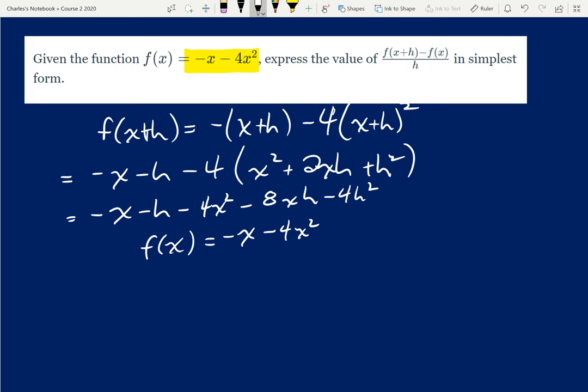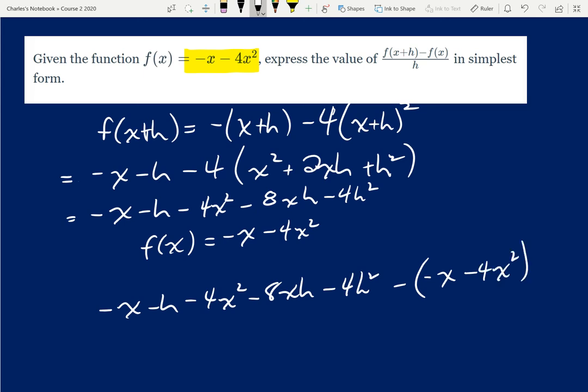So I'm going to take this whole thing and I'm going to put it down there. Negative x minus h minus 4x squared minus 8xh minus 4h squared, minus negative x minus 4x squared. And I want all of this divided by h.